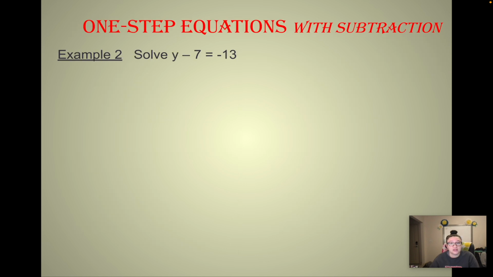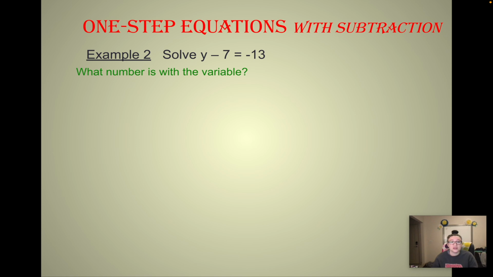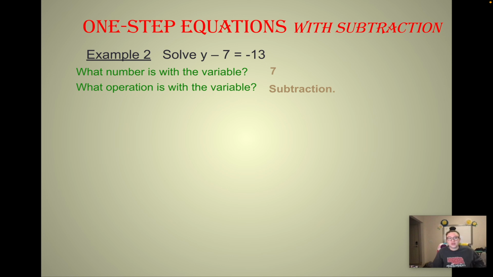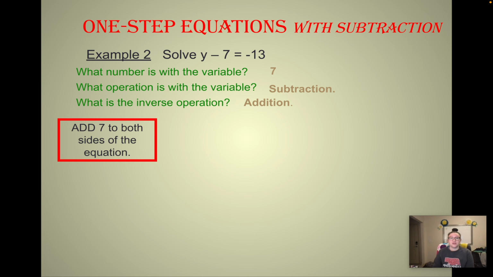Let's go on and talk about subtraction. Very, very similar thing. Again, we're doing the opposite, the inverse operation. So for this problem, y minus 7 is equal to negative 13. What number is with that variable? We've got a 7 with the variable. And what operation is happening? We've got subtraction. What's the inverse? What's the opposite of subtraction? Addition. So we're going to need to add 7 to both sides of our equation.